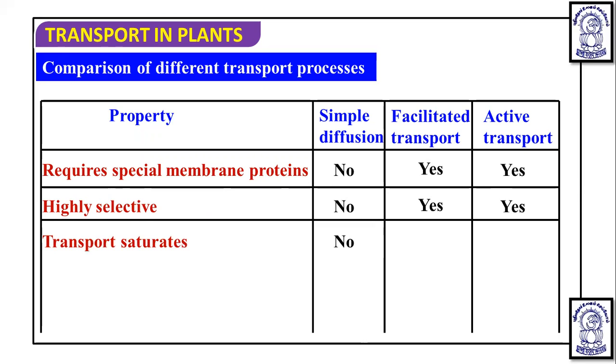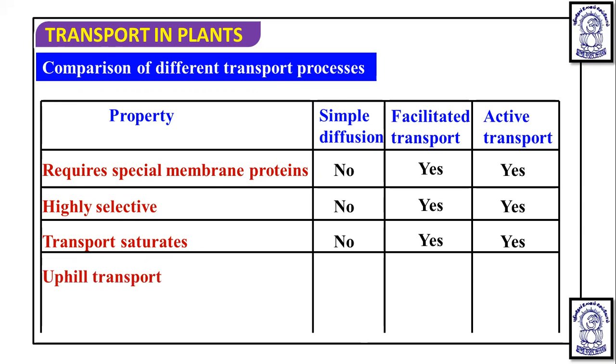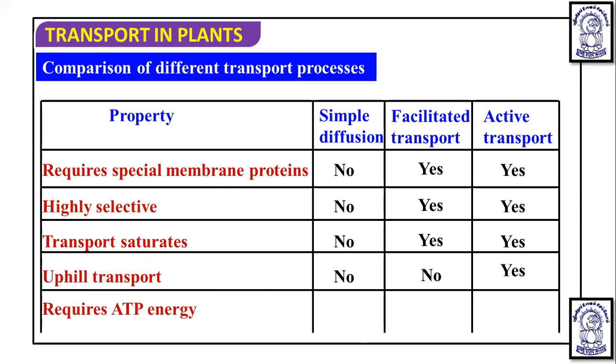The transport rate reaches a maximum, or saturation, when proteins are involved. So in simple diffusion transport rate saturation does not occur, whereas in facilitated diffusion and active transport saturation will occur. Then uphill transport, from low concentration to higher concentration, occurs in active transport, whereas simple diffusion and facilitated diffusion are passive transport, in which downhill transport takes place. Then ATP is required obviously during uphill transport, or active transport, and not in the case of simple diffusion and facilitated diffusion. That we have discussed.